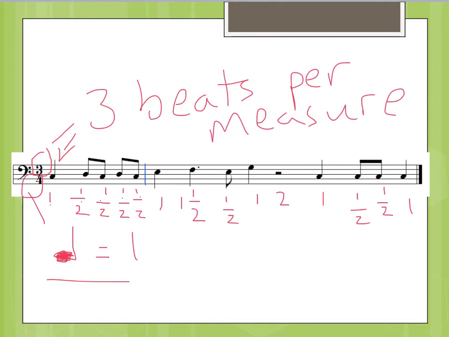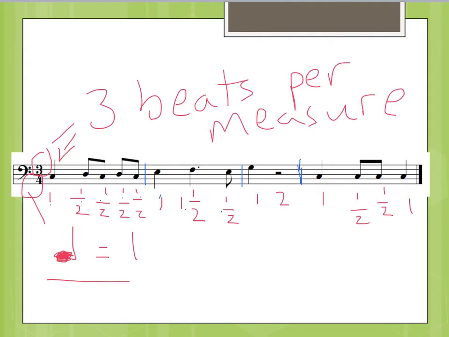Okay, next I'm going to do the same thing. So I need to make sure that I have 3 beats per measure. So I've got 1 plus 1.5 is 2.5 plus another half is 3. Draw my bar line. 1 plus 2 is 3. Draw my bar line. Well, gosh darn it.